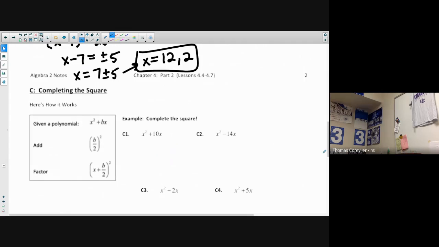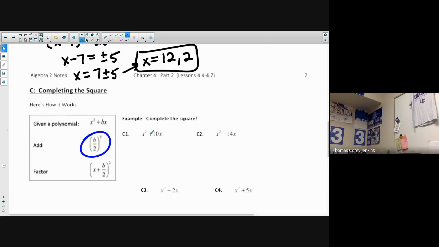starting with example C5. All right, so it says we complete the square with, given a polynomial x squared plus bx, then this term right here completes the square. So b divided by 2 squared. That is the term that completes the square. All right, so that's all we're doing here.